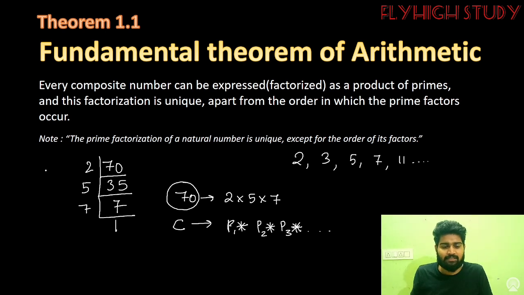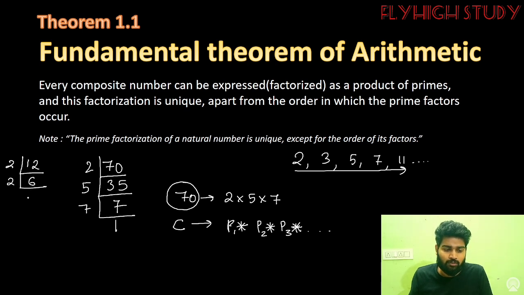One more example. This time, what should I take? Can I go with 12? Yes, 12 I will go. First I will go with prime numbers. Here is their list. First I will go with 2. 2 sixes are 12. Further I can divide with 2 only. 2 threes are 6. Further I can go with 2, but 3 is not divisible by 2, so I will go with 3. 3 ones are 3. Stop.